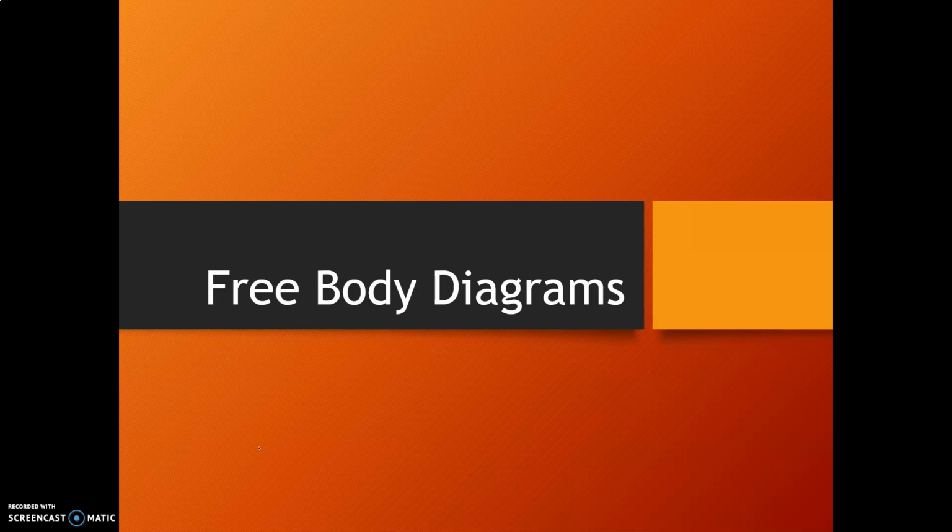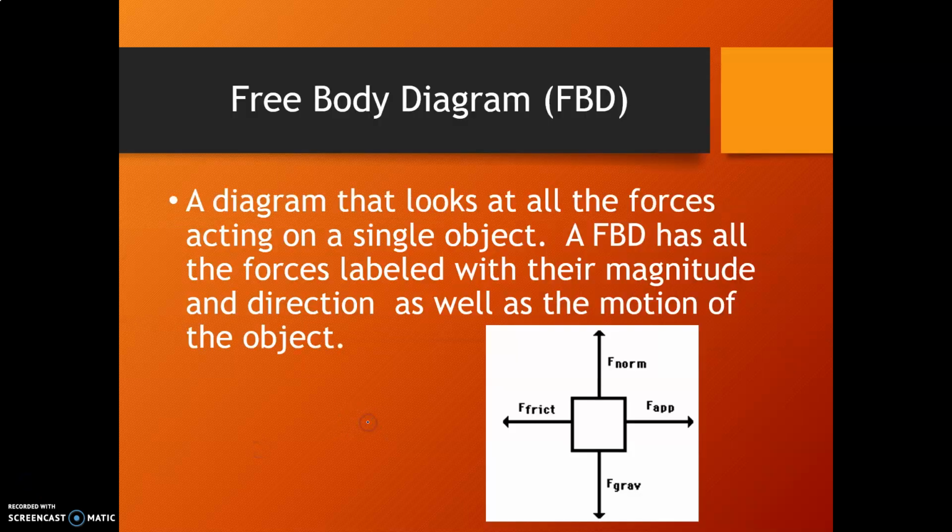All right, we're going to be talking about free body diagrams. A free body diagram is essentially just a drawing or a diagram that we're going to be making a lot in class that looks at all the forces that are acting on a single object. So, just one object. A free body diagram has all the forces labeled with their magnitude and direction.